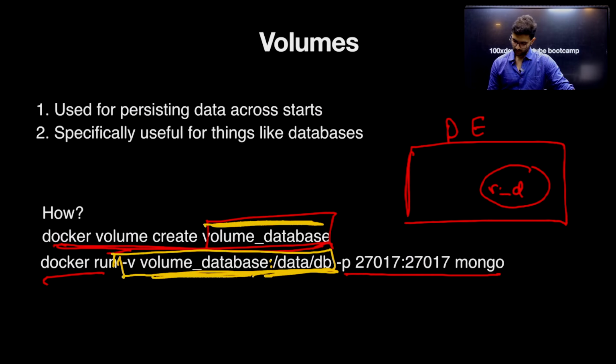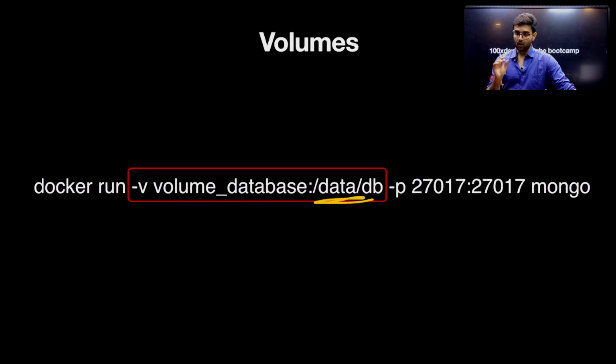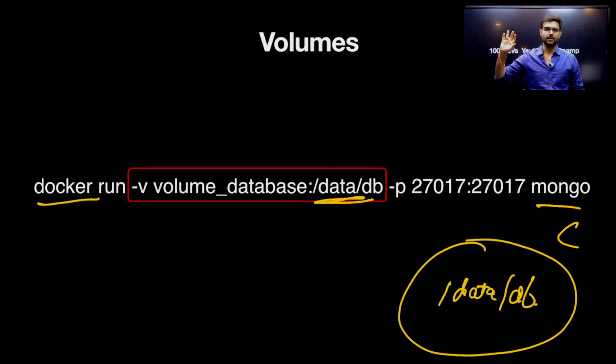/data/db. Now what is /data/db? /data/db is where Mongo dumps its data. Whenever you run docker run Mongo, the place where all the data is stored inside that container is the /data/db folder. This will be different for every database. For MySQL, it might be a different place. For Postgres, it might be a different place.